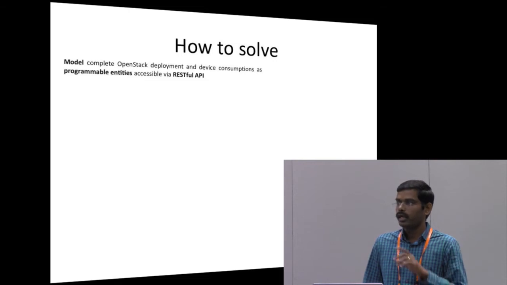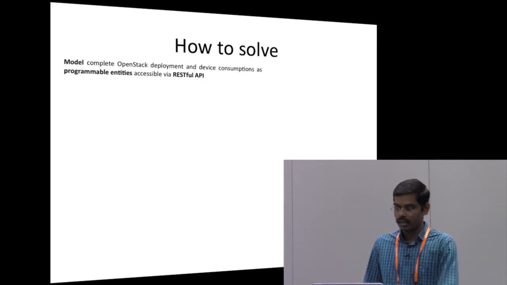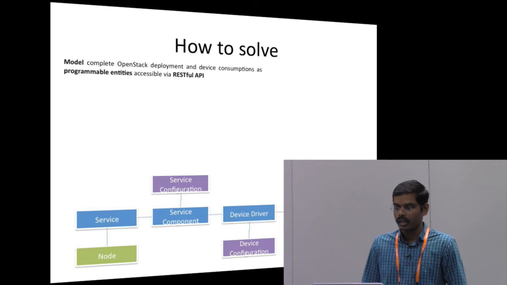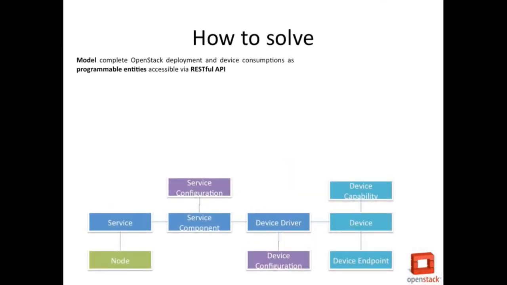That means you can operate them over the REST API. Something like this: the green color is a node, it can be a controller node, compute node, like that. On the node you deploy the service, and a service is made of service components. Every service component has its own associated service configuration, and every component is loaded with a set of device drivers. Again, each device driver has a set of configuration, and any device driver will have directly supported devices.